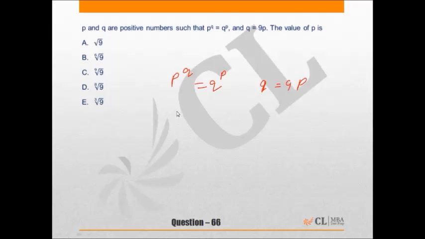From the first equation we can find the value of q or p in terms of the other variable. The value of q in terms of p is p raised to power q upon p. Now substitute this value in the second equation. After this we get p raised to power q upon p equals 9p.